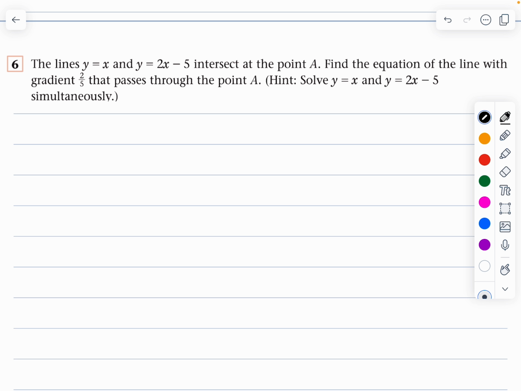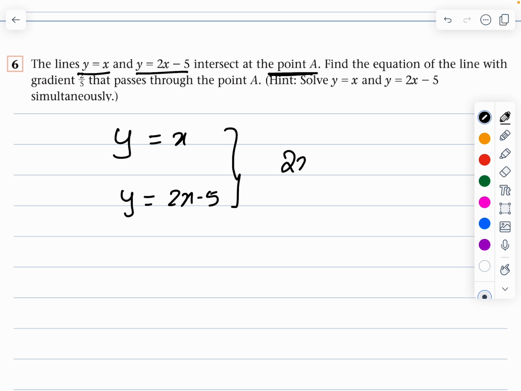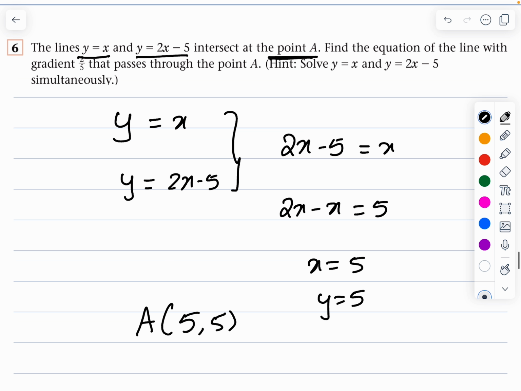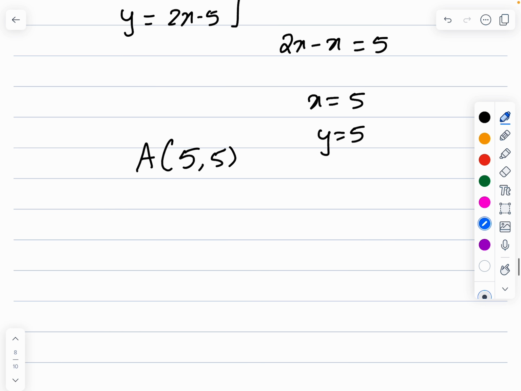Now the lines intersect at point A. Y equals x and y equals 2x minus 5 intersect at point A. So both, 2x minus 5 should equal x. 2x minus x equals 5. So x equals 5. If x equals 5, y is also equal to 5. The point is (5, 5). And the gradient, what is the gradient? Gradient is 2 upon 5.